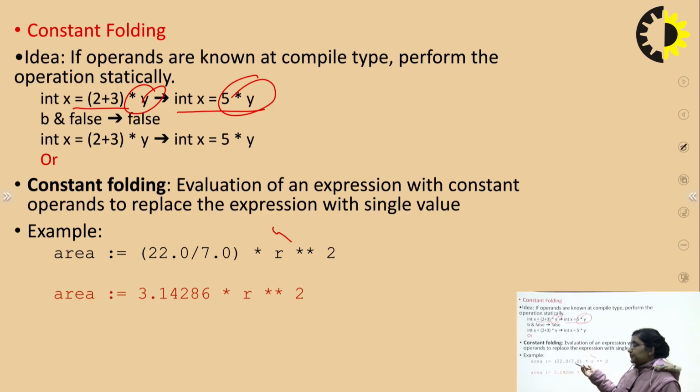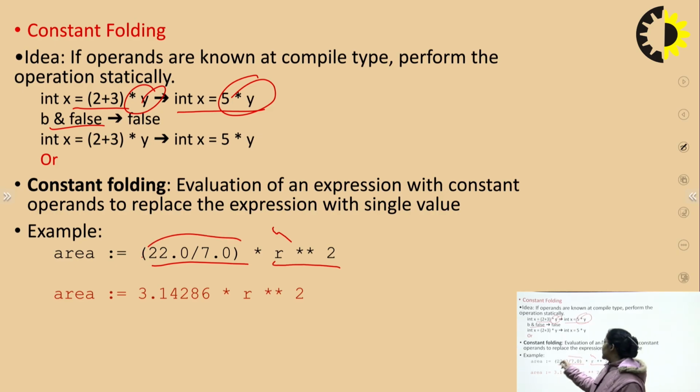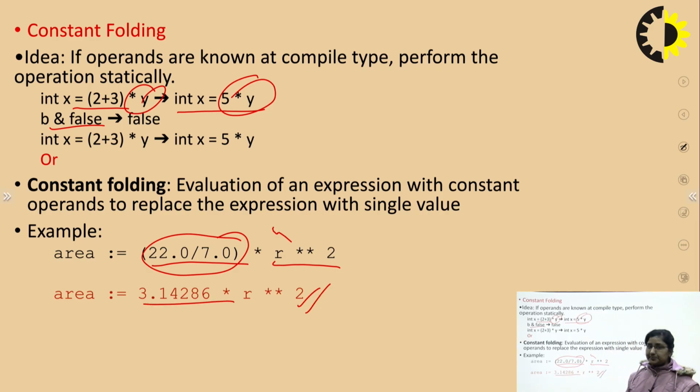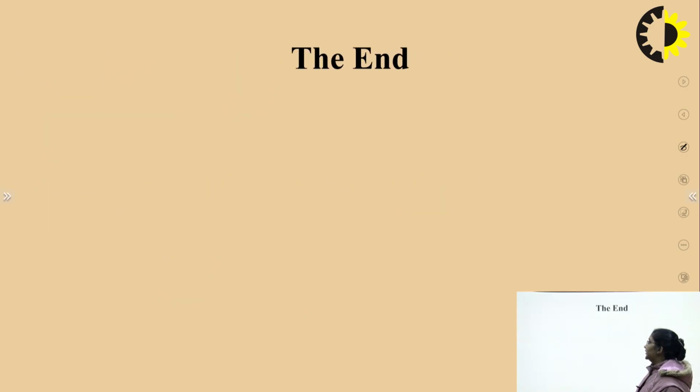If I write B and false, I always know that false, whenever ANDed with any other operand or any other thing, the result will be false only. So instead of wasting a register on that computation, I can simply write the value. Similarly, for area = 22.0/7 * r squared, we can simply compute 22/7, put the value in, and then compute the area. This is the major advantage.